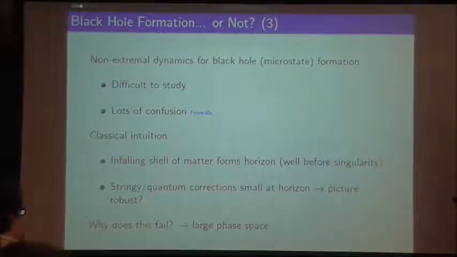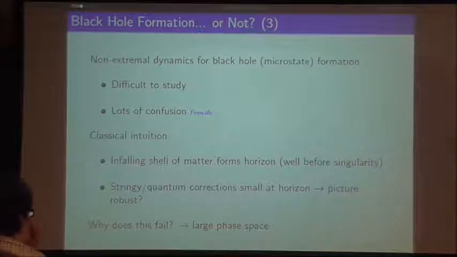So what's going wrong? Because I'm telling you that I have all these microstates which get rid of the horizon, but I'm telling you also that if I take an infalling shell of matter, it should form a horizon. Then what gives? The reason that the classical picture is actually not accurate anymore is because there's a large phase space when this shell becomes horizon size.